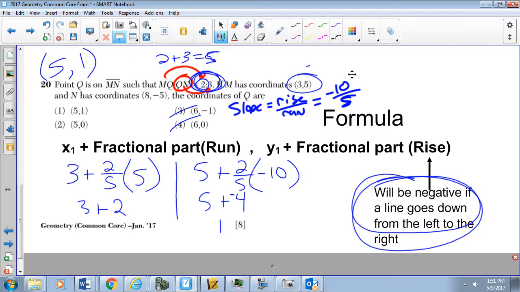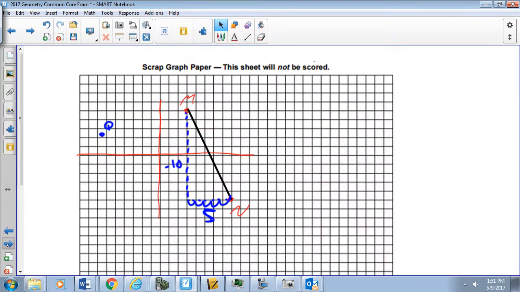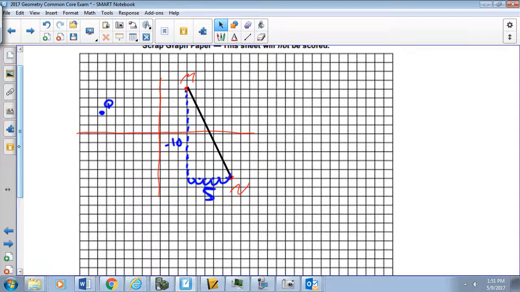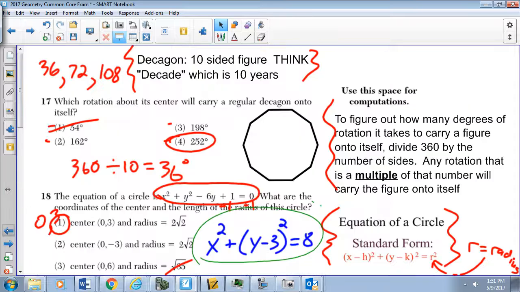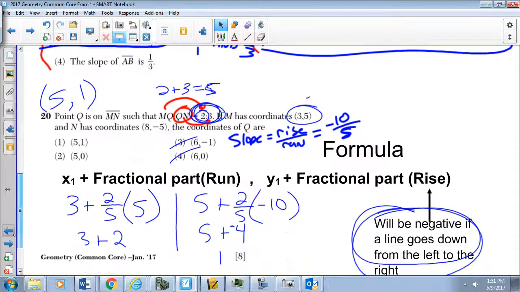Let's just check to see if that makes sense. Let's go back to our graph. If we do 5, 1, 1, 2, 3, 4, 5, and 1, that makes sense. We have MQ here, and then we have QN here. MQ is definitely smaller than QN, which is what we wanted. So that looks like that is our answer. There we go. So we're done with problems 16 through 20.